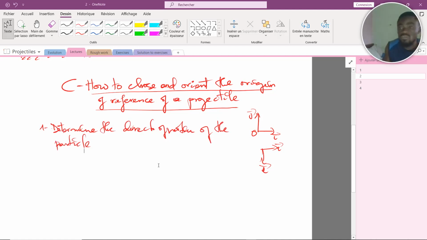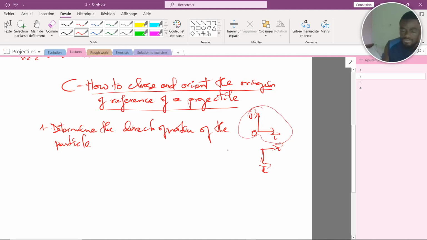That's why in the previous video I taught you how to know if the motion is upward or the motion is downward. I told you that in physics, whenever they give you an exercise, bring out the data, and draw your diagram. After drawing your diagram, if you are in mechanics, you have to mention the direction of motion. The second thing, after mentioning the direction of motion, is choosing and orienting the origin of reference. It is this thing that I call the origin of reference.